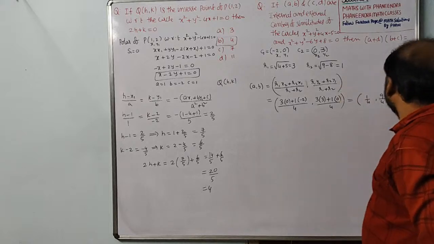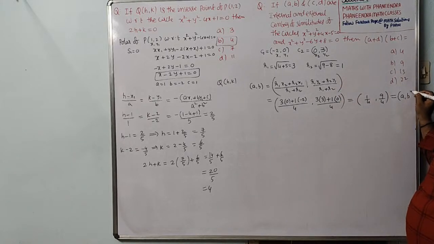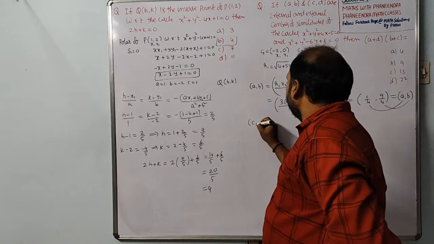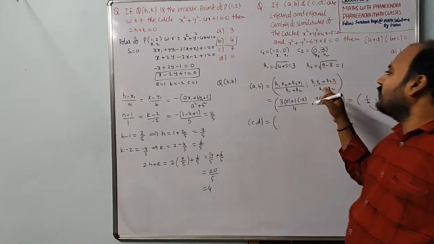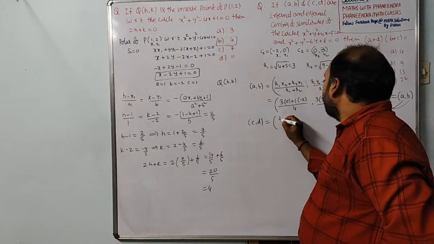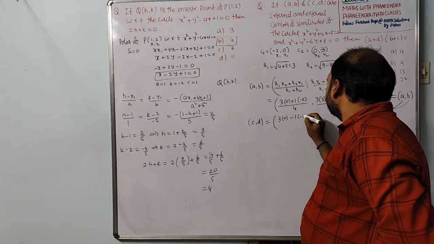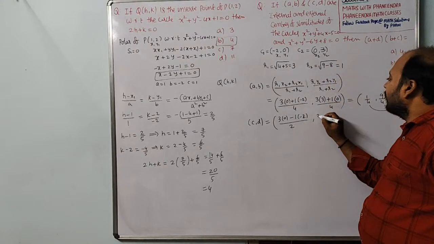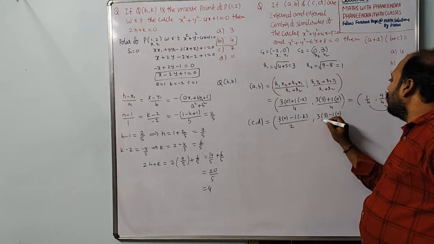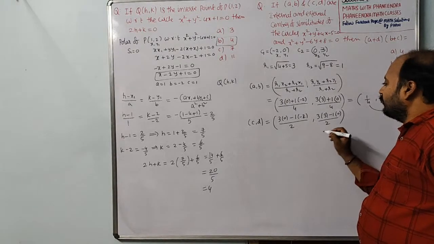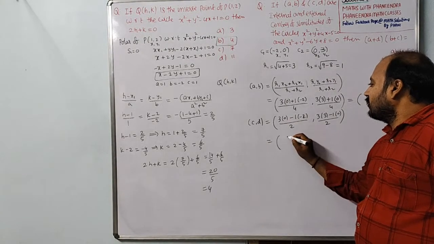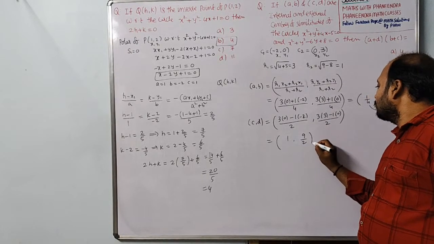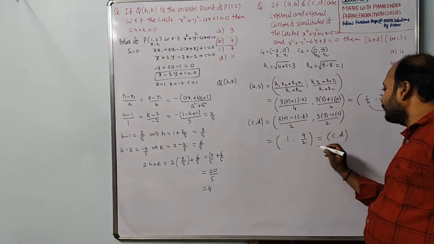Next, this is about A comma B, dear students. I hope you understand A comma B. Next, C comma D are the external center of similitude. Same thing with minus. So 3 into 0 minus 1 into minus 2 by 3 minus 1 is 2. Similarly, 3 into 3 minus 1 into 0 by 3 minus 1 is 2. So which is equal to 1, 9 by 2. So which is equal to C comma D.